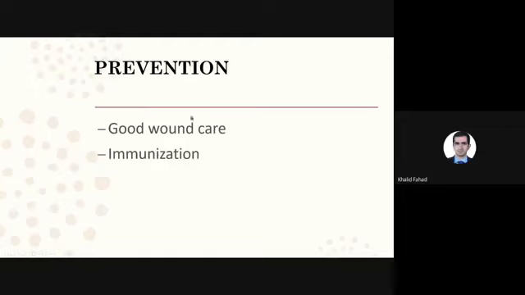For prevention, definitely good wound care by thoroughly cleaning the wound, and in addition ask about the immunization status of the patient. As we said, give booster doses of vaccine. You have to give a booster dose if the patient is not fully vaccinated, or we reschedule the patient for vaccination if it has not happened at all.